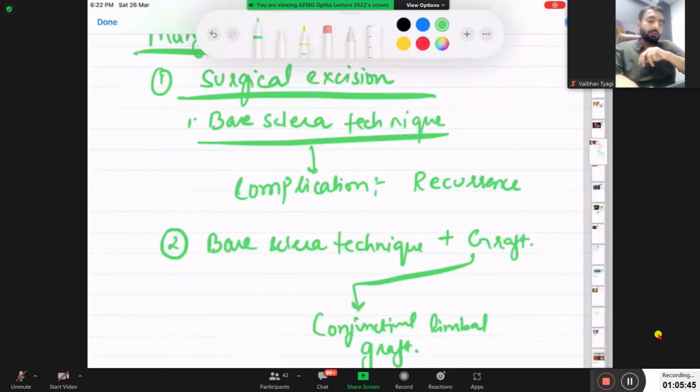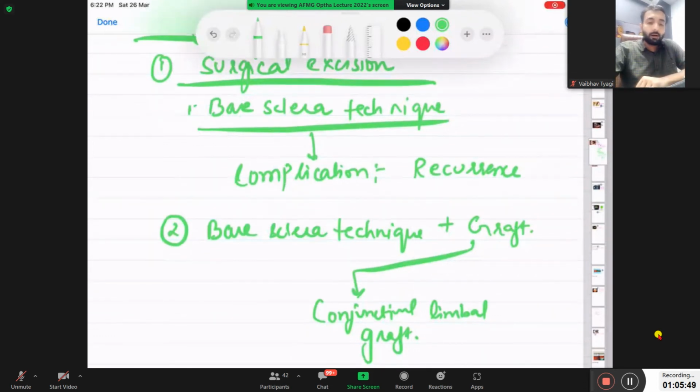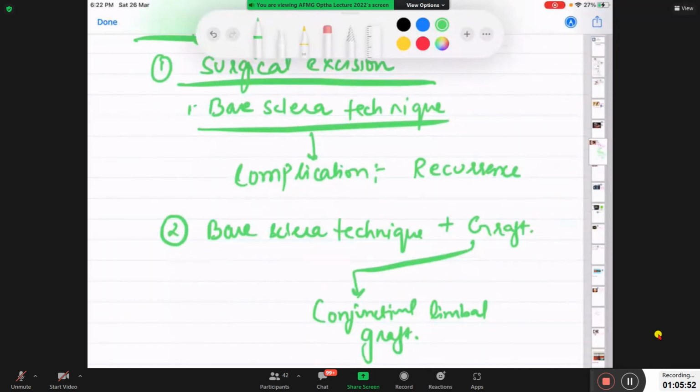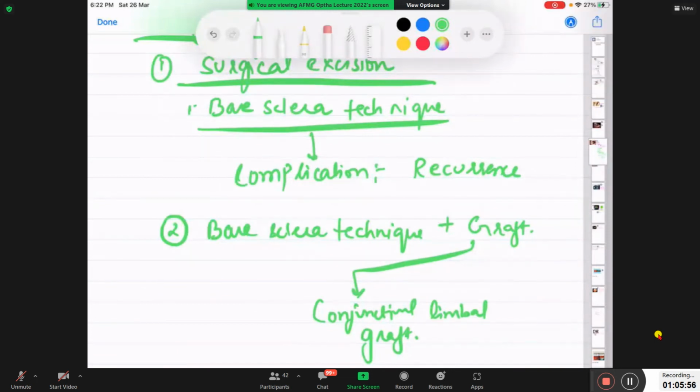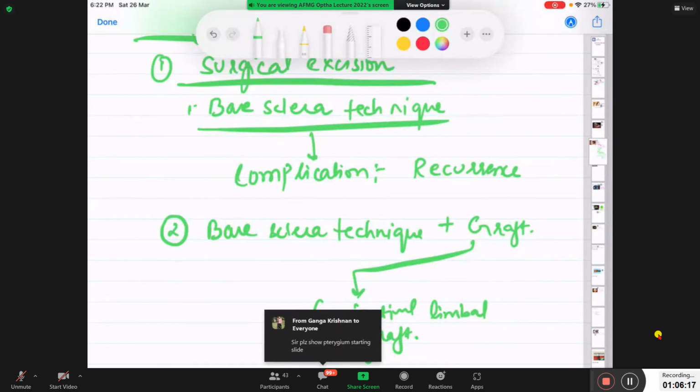Got that? So what is the location of graft? Conjunctival limbal graft. From the limbus, they are taken off. Clear? Is that clear? Is it clear now? So this is pterygium.